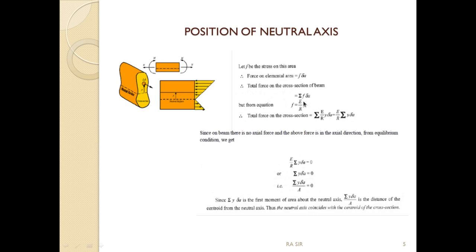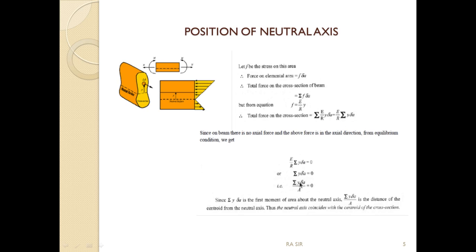But from the equation f is equal to Ey by R, from the previous derivation that we have done, we can substitute the value of f here, which will give E by R summation of ydA. Now this ydA is very familiar to us, because this is the first moment of area about the neutral axis for a particular cross section.